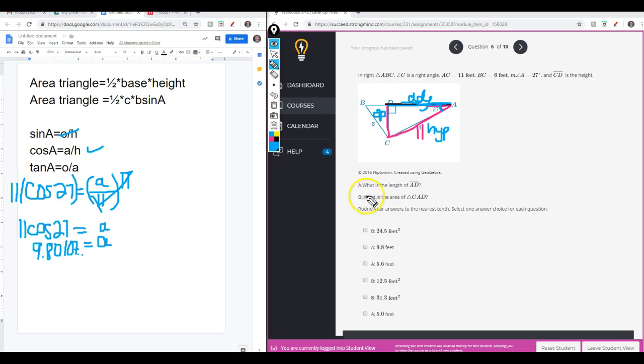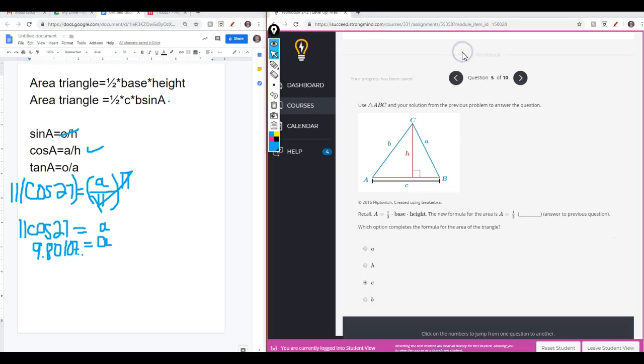And now it wants to know what is the area of triangle CAD. Well, I could solve for segment CD because that is perpendicular to a base right here, which is segment AD, or I could use our new formula. And I want to jump back really fast to the previous question and make some connections, what little c is and what little b is.